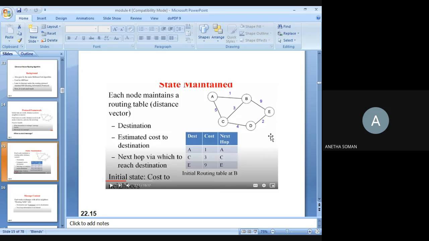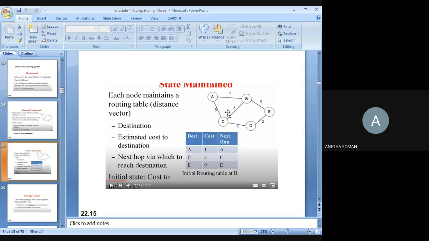This is just an example I have told about for node B. When you are getting a problem, you have to find out the initial routing table of all the nodes. Assume the contents of that routing table: you will have the destination, the estimated cost to the destination, and finally the next hop, which is how you can reach the destination, the nearest path so that you can reach your destination.